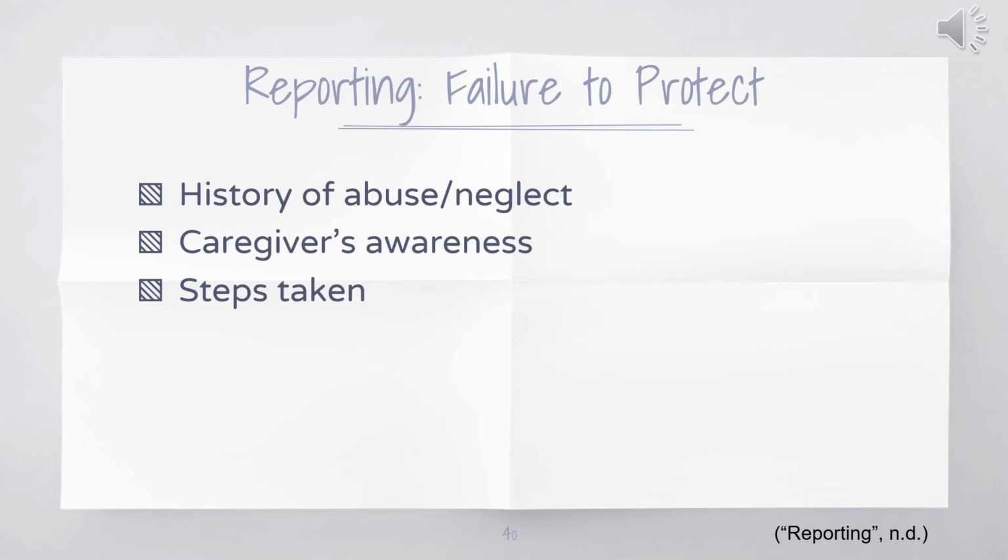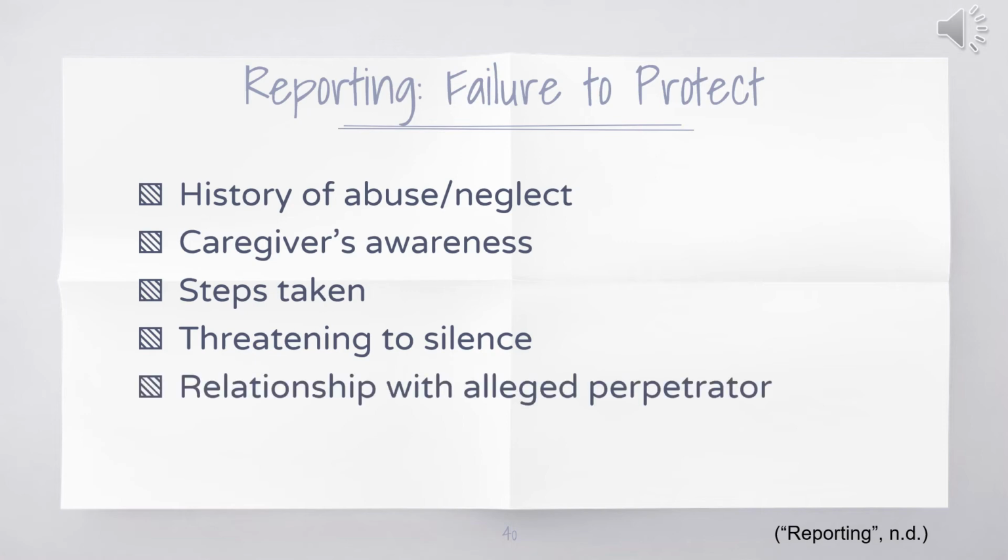Is there a concern that the parent or caregiver has threatened the child not to talk about the abuse or neglect? And you should describe what you know about the relationship between the parent or caregiver and the alleged perpetrator. Has the parent or caregiver allowed the alleged perpetrator to have access to the child despite knowing that the person poses a risk to the child's health or welfare?